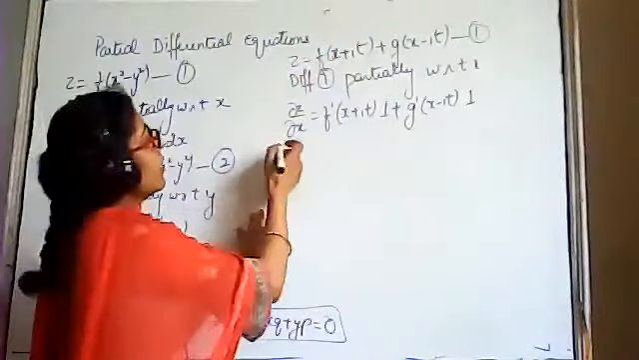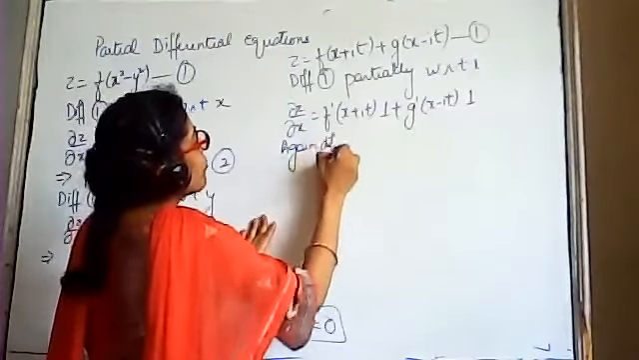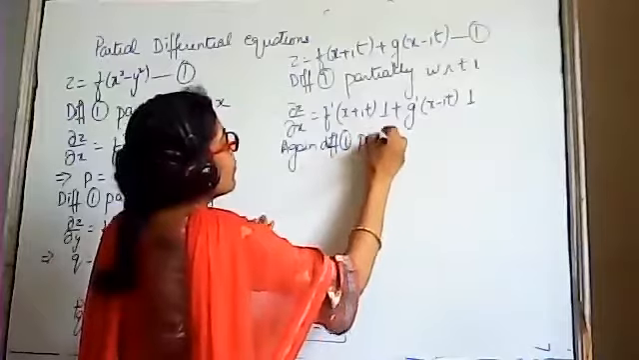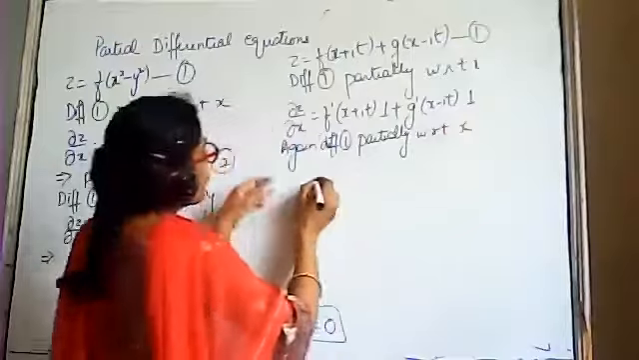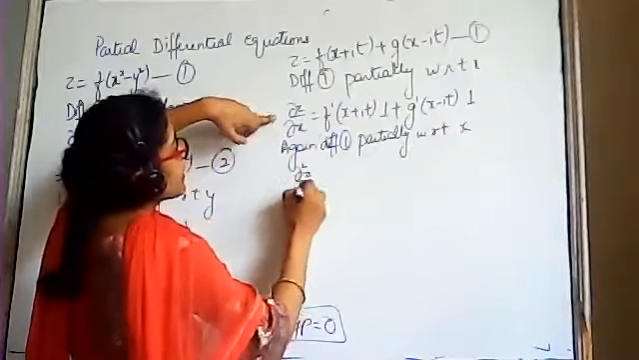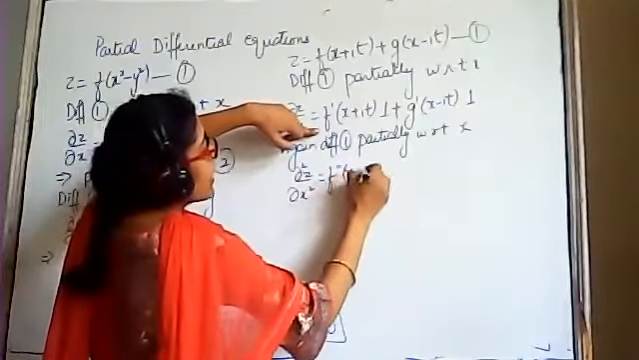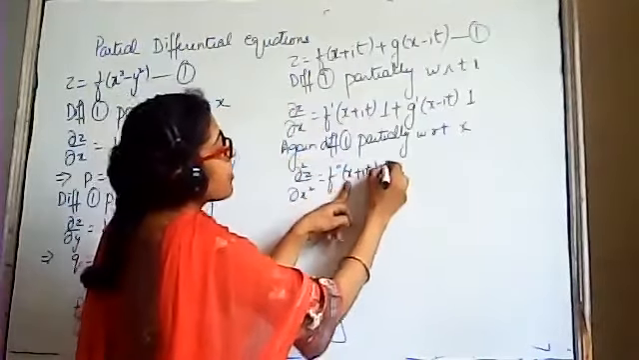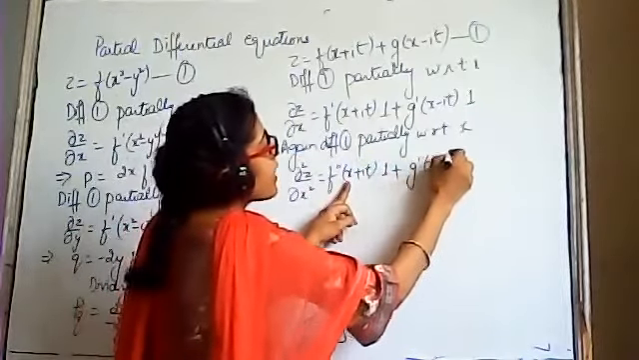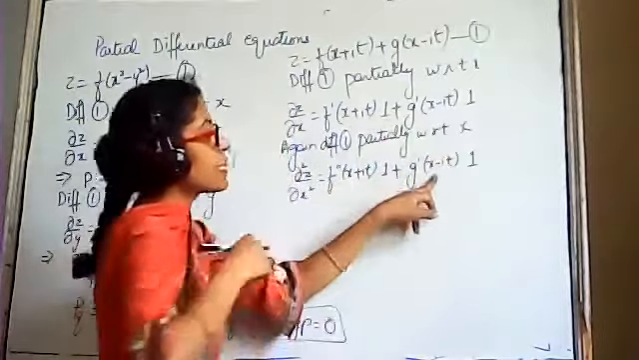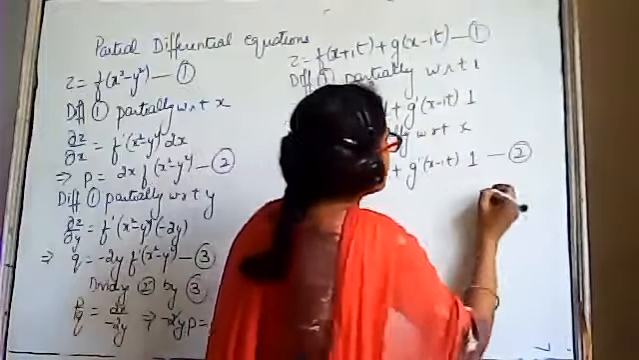Again, differentiating equation number 1 partially with respect to x. We are again differentiating it. It will be curly square z upon curly x square, equal to f double dash x plus iota t, and differentiation of x will be again 1, plus g double dash x minus iota t, and differentiation of x will be again 1. Let it be equation number 2.